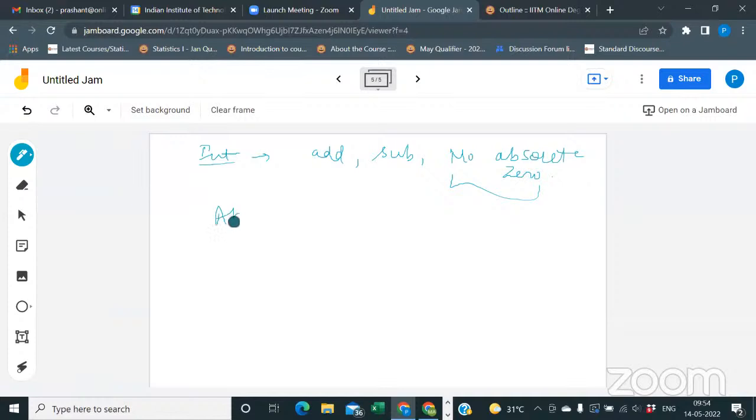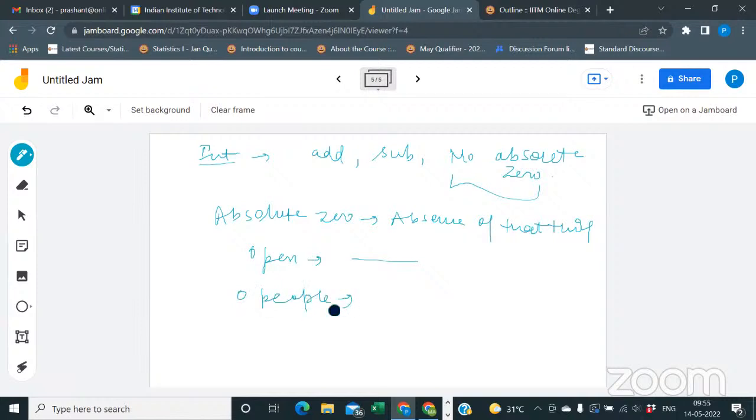Okay, absolute zero means absence of that thing. Suppose I'm saying zero pain means I have no pain. Suppose I'm saying zero number of people. That means there are no people. That is the meaning of absolute zero. Now comes the interval scale. Now see, in the interval scale, the absolute zero property is not there. No absolute zero means it can go in negative.